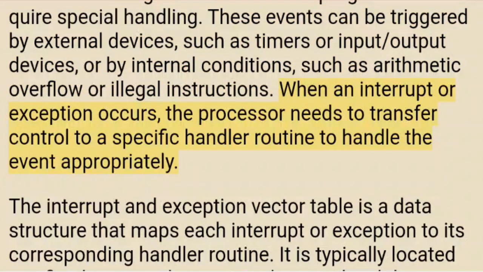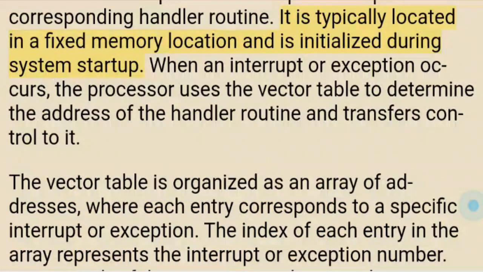When an interrupt or exception occurs, the processor needs to transfer control to a specific handler routine to handle the event appropriately. The interrupt and exception vector table is a data structure that maps each interrupt or exception to its corresponding handler routine. It is typically located in a fixed memory location and is initialized during system startup. When an interrupt or exception occurs, the processor uses the vector table to determine the address of the handler routine and transfers control to it.